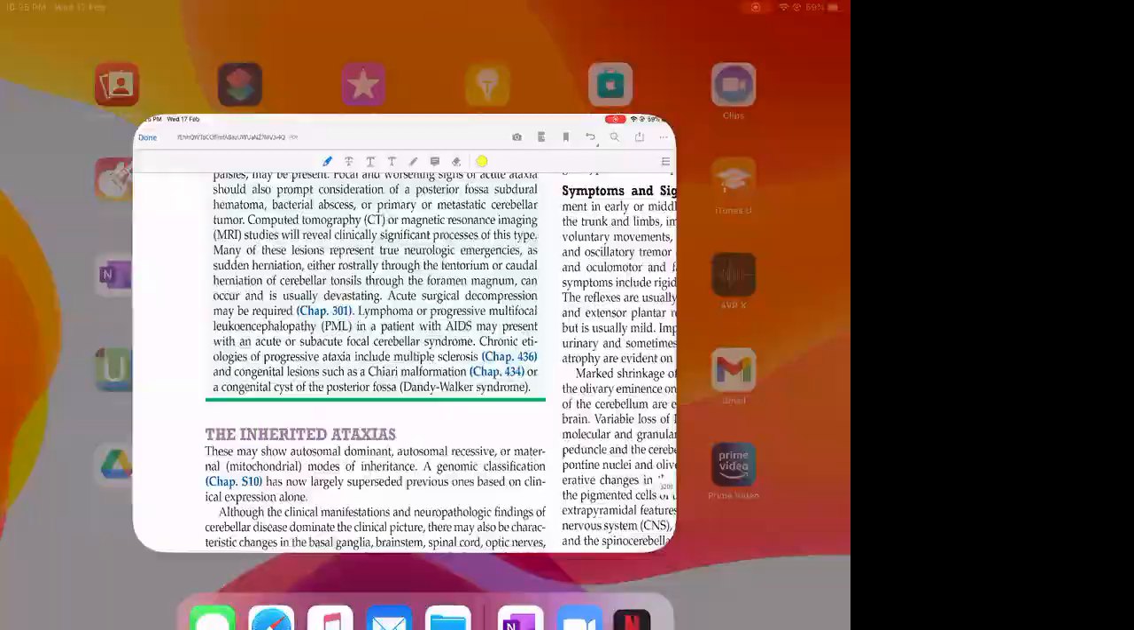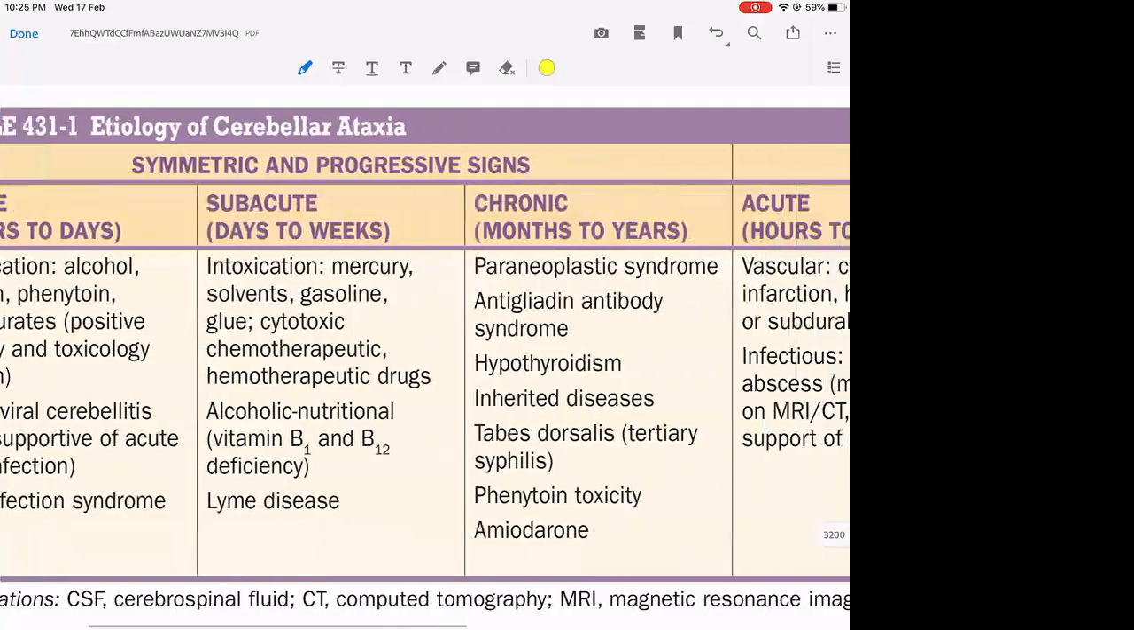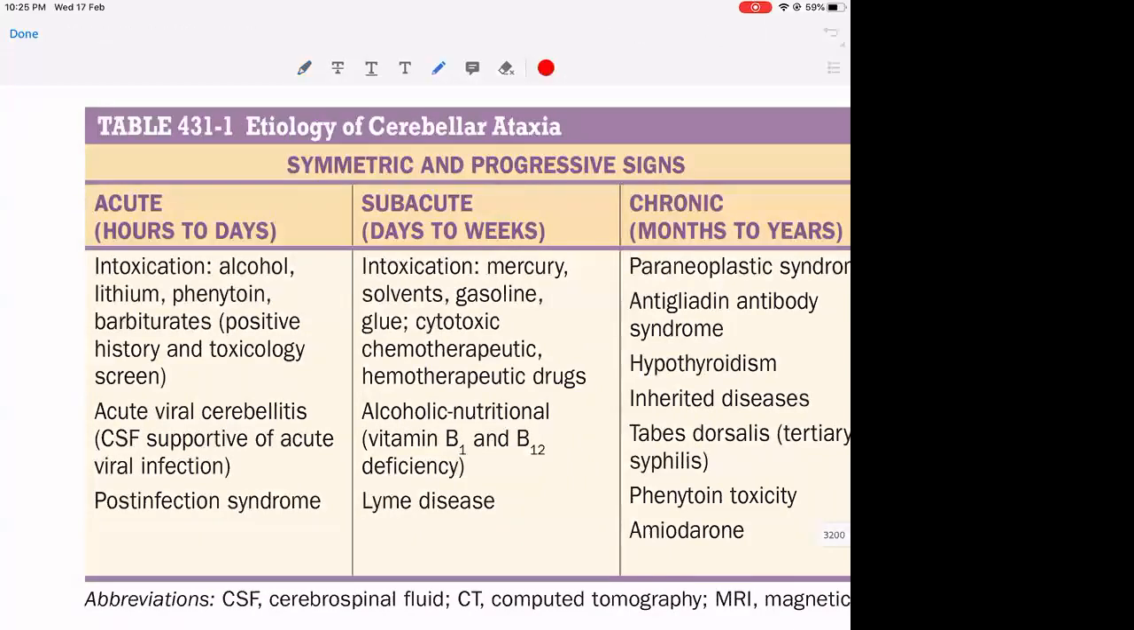So in acute ataxia, where it occurs within hours to days, the patient will be having cerebellar symptoms. It is predominantly due to intoxication, drug induced, and which are usually correctable. And some will have viral cerebellitis.